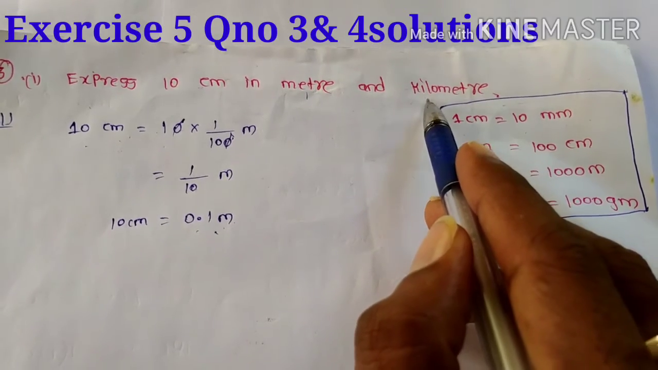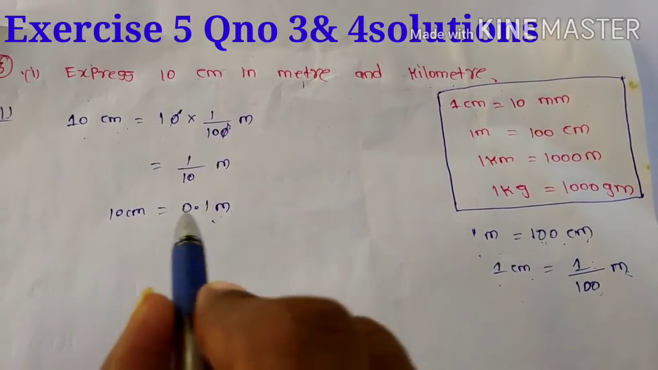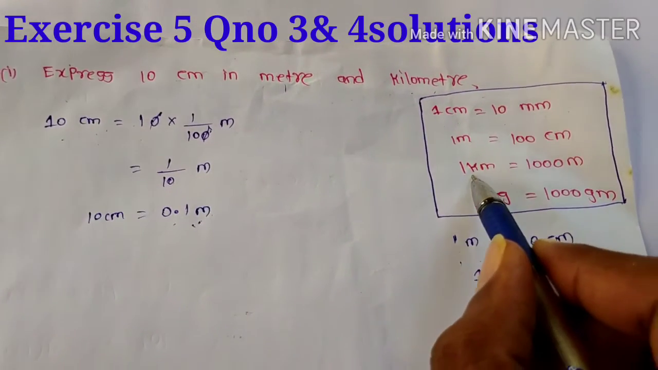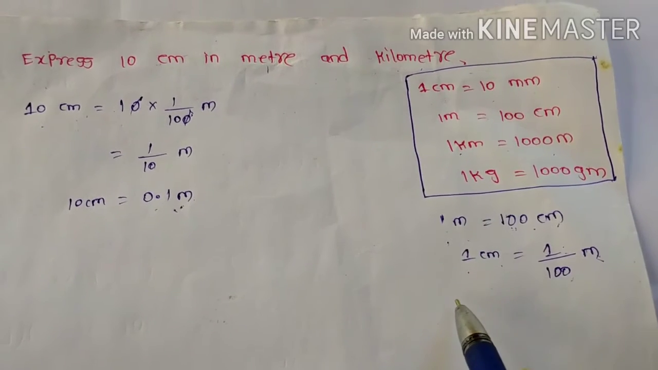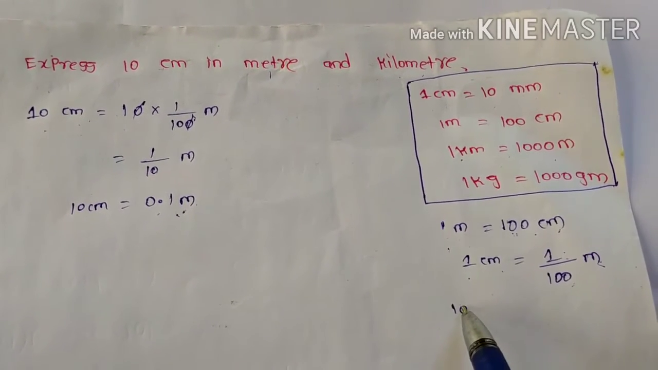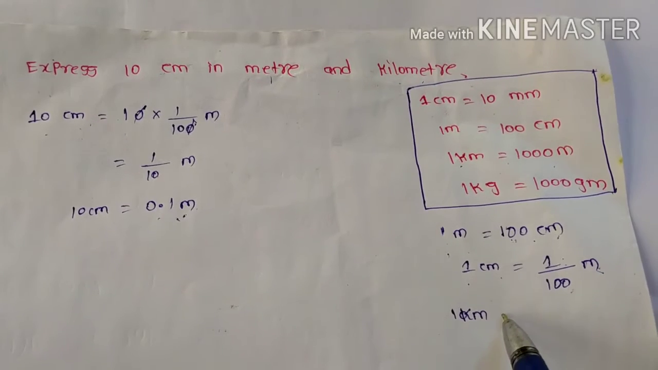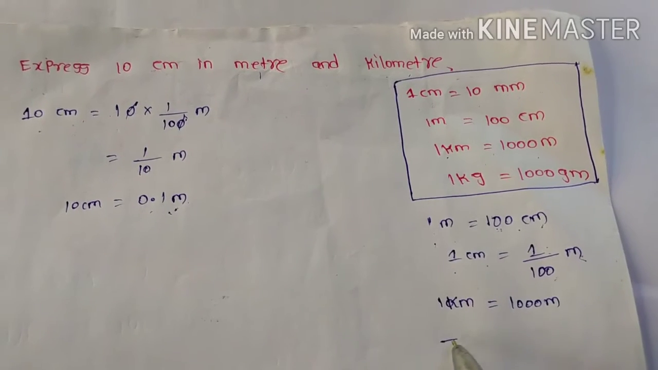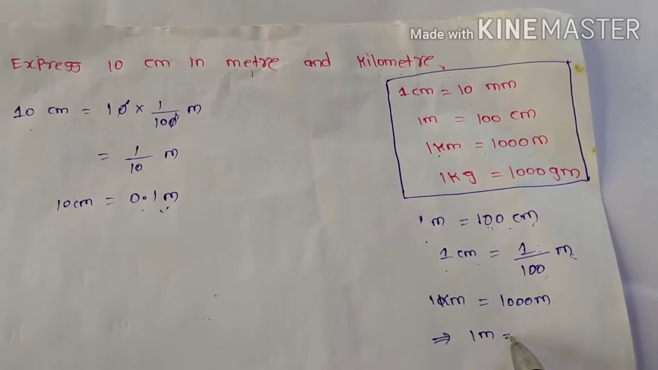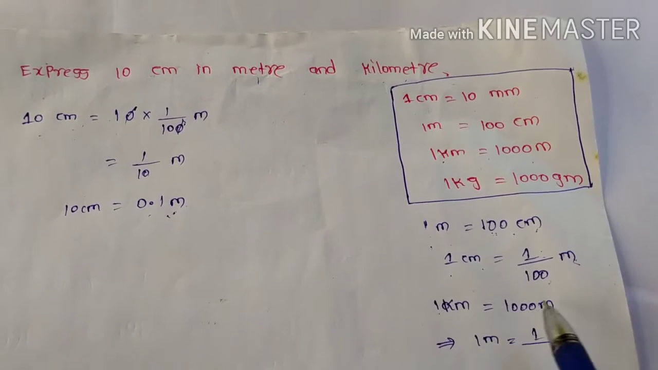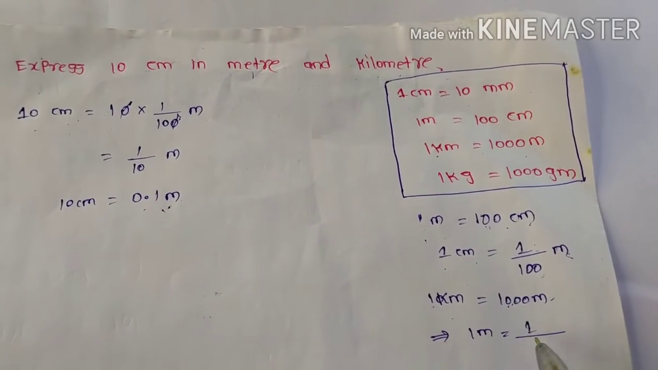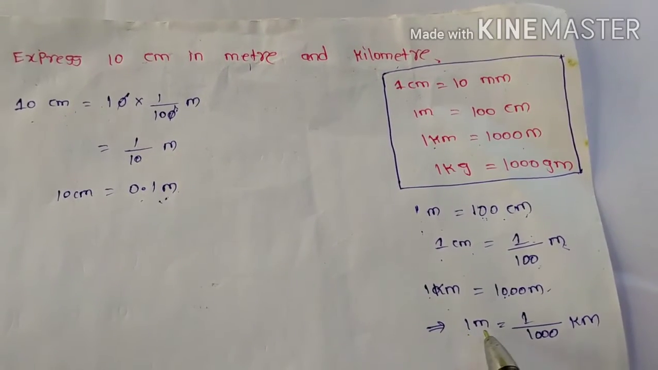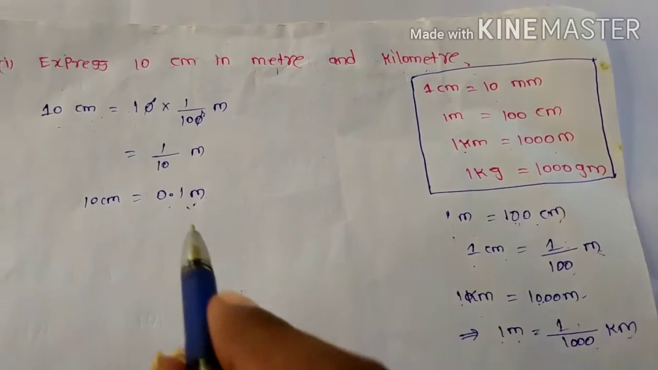Next, we need to convert into kilometers. We already have meters. What is the relation between kilometer and meter? 1 kilometer is equal to 1000 meters. Yes or no? 1 kilometer is equal to 1000 meters. Can I transpose 1000 to the LHS? 1 meter is equal to 1 by 1000 kilometers. Can I write that or not? Yes, 1 meter is equal to 1 by 1000 kilometers.